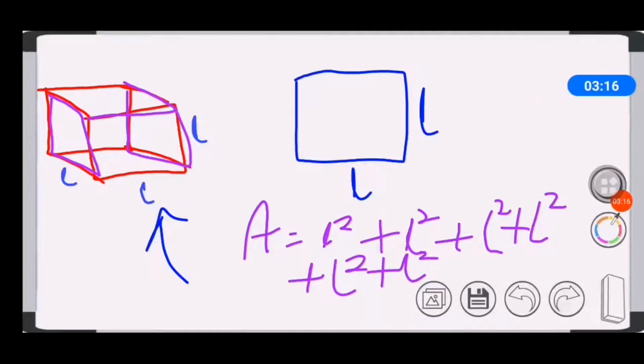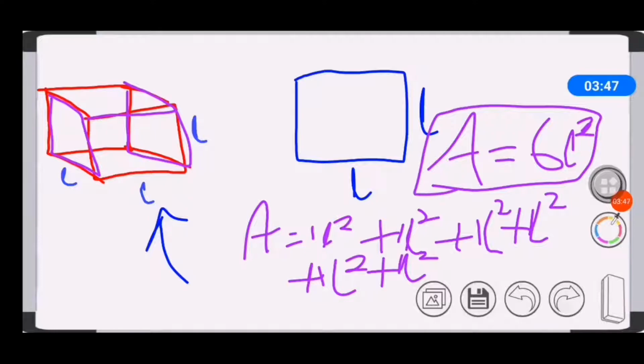So in algebra, we have L squared plus L squared plus L squared, 6 times. What are we going to get? So our total surface area will be 6. Remember, the coefficient of each one is 1, 1, 1, 1, 1, and 1. Whenever you are adding up like terms, we add up the coefficients. So we have 1 plus 1 plus 1 plus 1 plus 1 plus 1, which is 6 L squared. So this is the formula that we are going to use to find the total surface area of a cube or a square prism. Let us look at our first example.